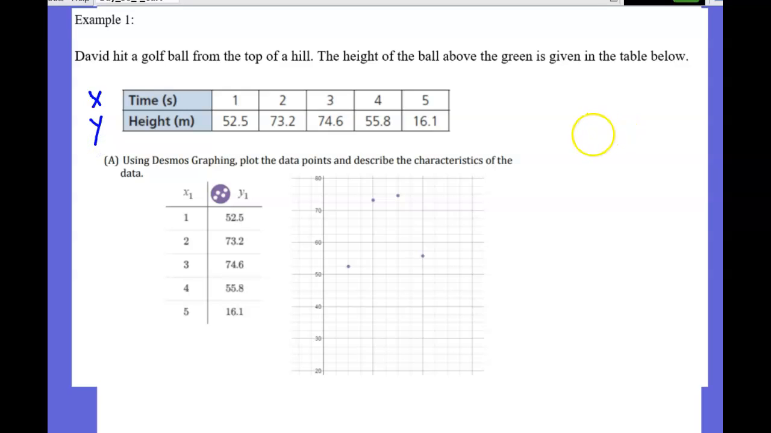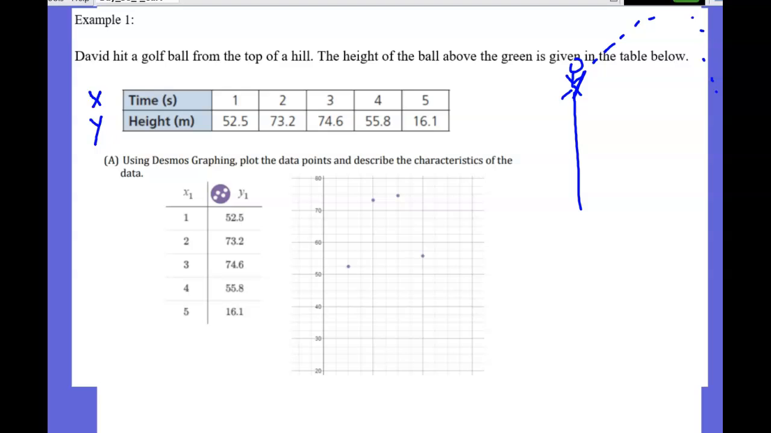So if David's at the top of a hill, say he's got a hill here, and here's David. He hits the golf ball. Where's this golf ball? I don't know. He hits it, it's going to go up, and then it's going to come down, in the shape of a parabola. So he starts out on a hill, and then he hits the ball.